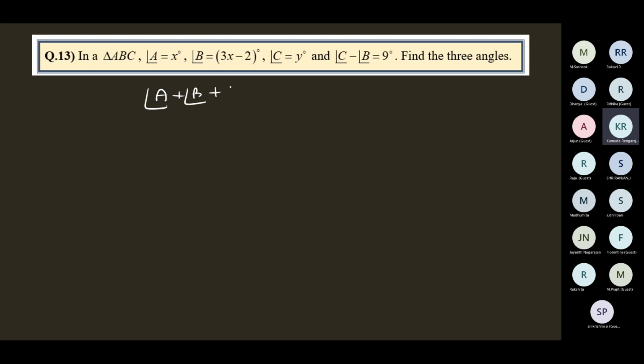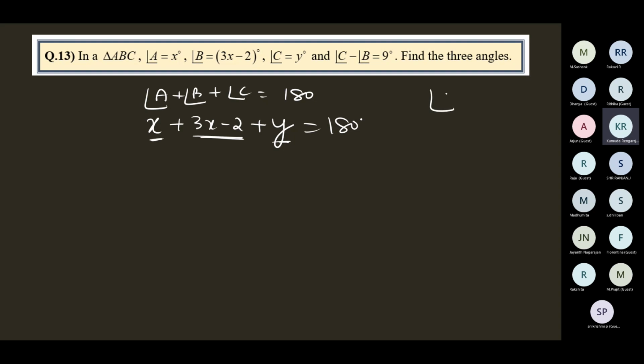So angle A plus angle B plus angle C is equal to 180 degrees. Angle A is given to be X, angle B is 3X minus 2, angle C is Y. So this is one equation. A plus B plus C is 180 because it's a triangle. A is X, B is 3X minus 2 and C is Y. So from this, you will get one equation in X and Y.